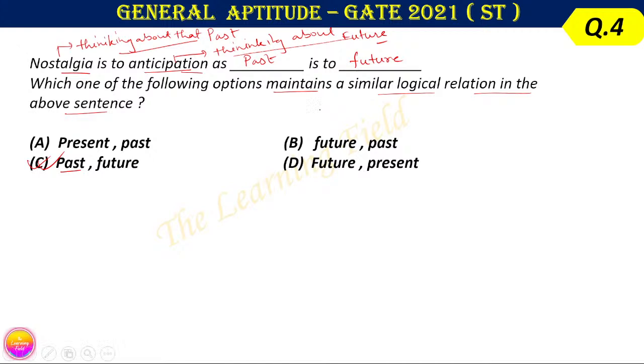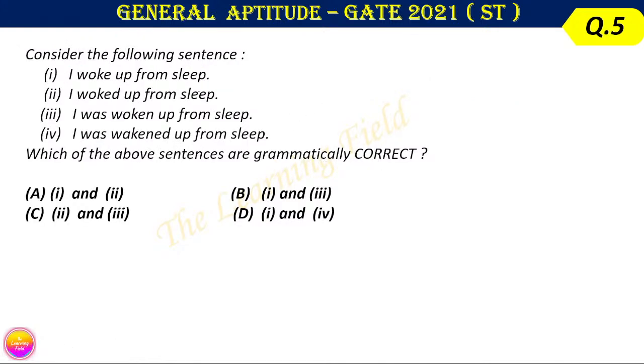Now going to the next question, question number 5. It says: consider the following sentences: I woke up from sleep, I woken up from sleep, I was woke up from sleep, I was woken up from sleep. Which one of the above sentences are grammatically correct, okay. So this is the question. Now we just see the verb here, woke and woken, okay. So first we write the 3 forms of the verb: present form, past form, and past participle form. So the present verb is wake.